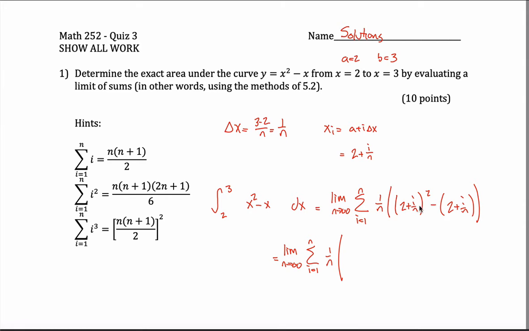So 2 plus i over n squared, 2 times 2 is 4. 2 times i over n is 2i over n, but then the O and the I in FOIL produce 2 of those guys. So I have 2 i over n's. So I got 4i over n. And then i over n times i over n gives me i squared over n squared. And then from that I need to subtract, let's leave the parentheses in here for now, 2 plus i over n.